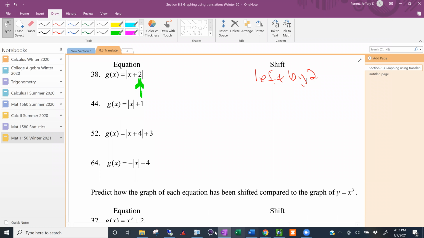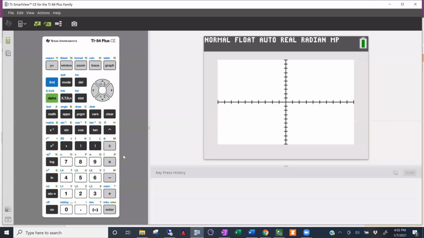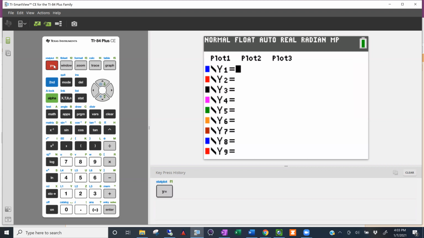Let me do it here. So this is your basic TI-84 graphing calculator. It's going to look very similar on TI-82s or TI-83s. I don't think anyone would have a TI-82 anymore. So I'll click the Y equals key. That gives me the equation editor. I want to graph the absolute value.